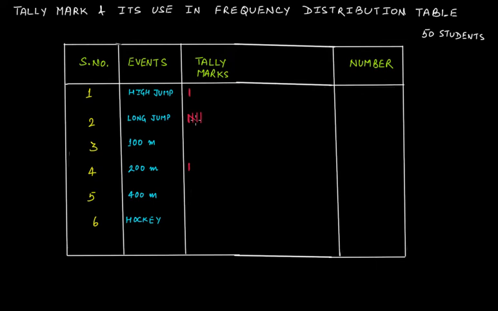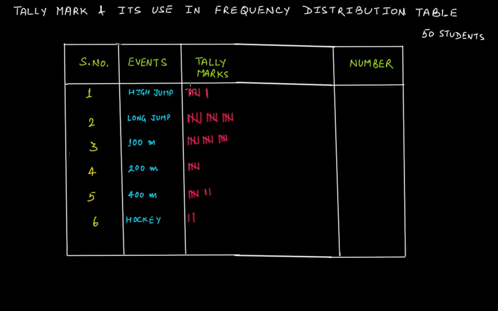So the 5th stroke will be diagonal in this way, as we know. Then the 8th one says I want to take part in hockey. The 9th one says 100 meter. The 10th enrollment number says 400 meter. After asking from 1 to 50, suppose we have this scenario that I'm going to write down here. This is the final telemark result that your teacher writes down.